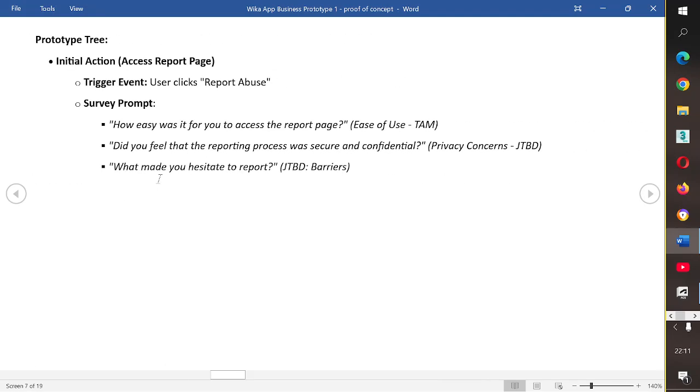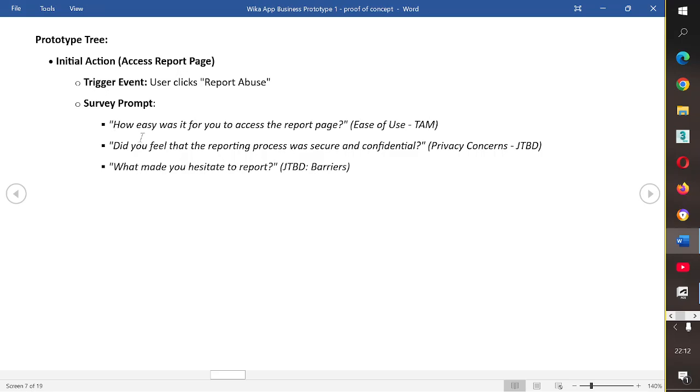So I wanted to just go through it with you using the method that we would normally use. So we start with the initial action, which is to access the report page, of course. Maybe you've logged in and everything. Then we ask you to click to report abuse. So there'll be a link there saying report abuse. You click on that. Now, this is the survey prompt. Remember, this is a needs assessment, which means it's a data collection exercise. So we ask questions. And the questions we'd ask, this is not finalized, but it's at least the initial thoughts I had.